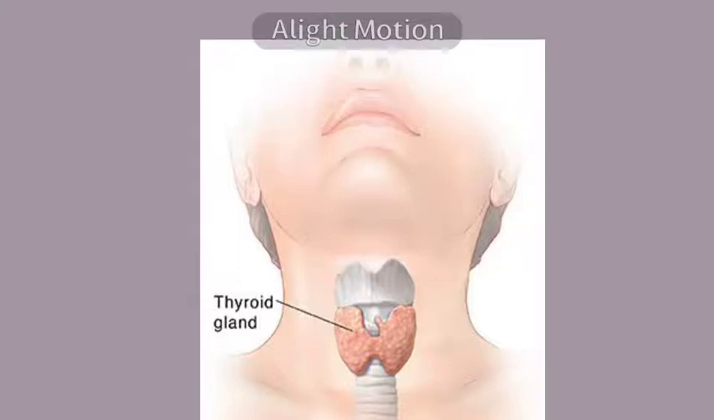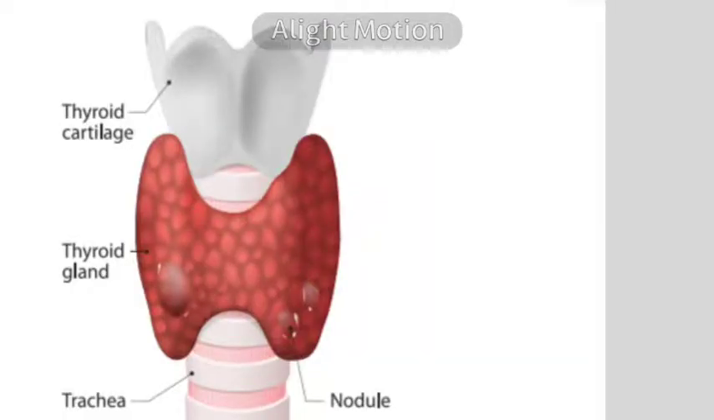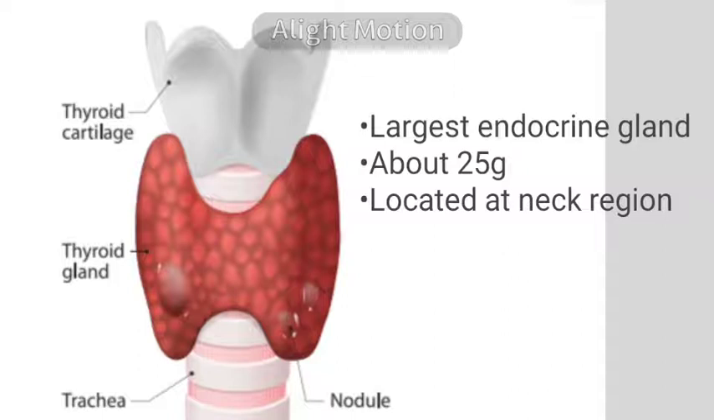Hi everybody. Today's topic is the thyroid gland, of the chapter Plant and Animal Hormones. It is the largest endocrine gland. It weighs about 25 grams. It is located above the trachea and below the larynx.